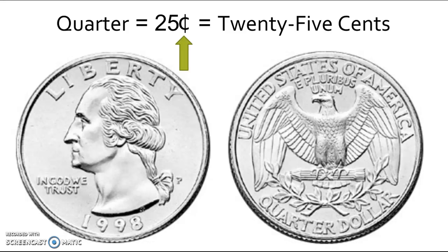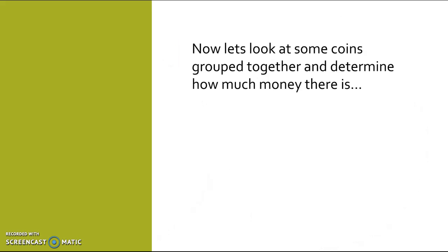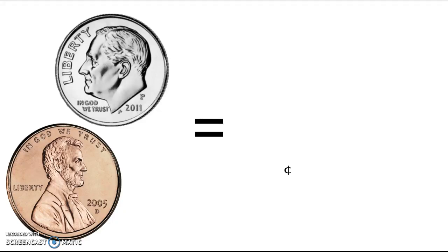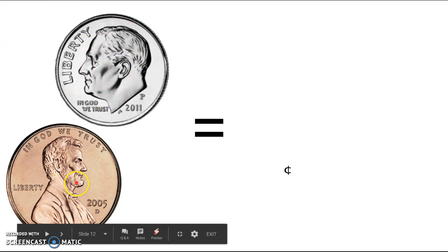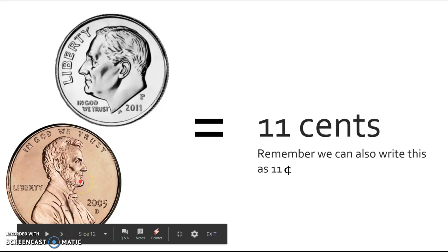Next, we're going to look at some coins grouped together and determine how much money there is. So right here we have a dime that's worth 10 cents, and we have a penny that's worth 1 cent. 10 plus 1 equals 11, so we have 11 cents.